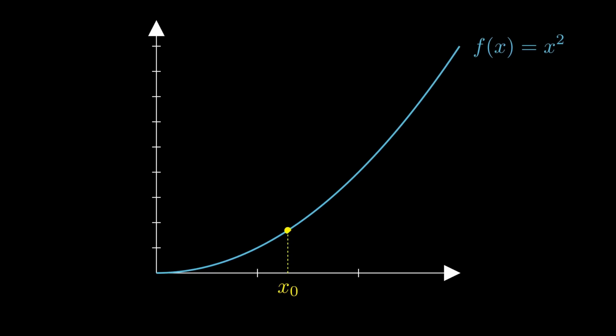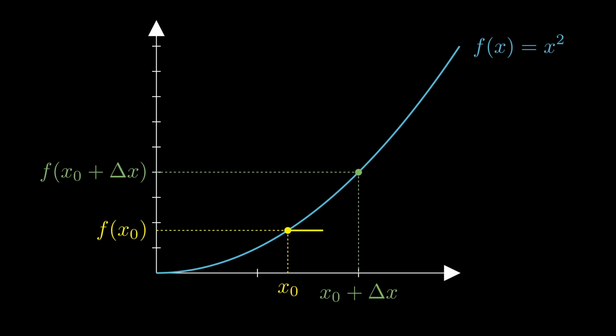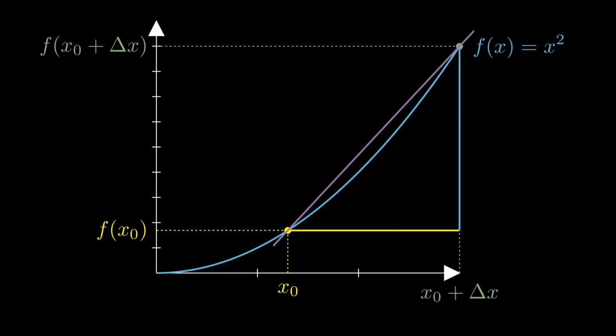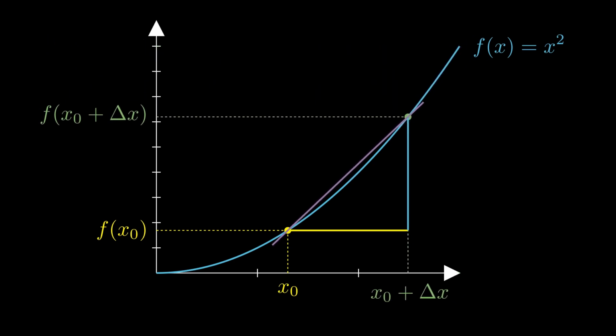To find an approximation of this line, we find the secant line between x0 and x0 plus delta x. Delta x is here a variable we can change. By making delta x smaller, we get closer and closer to the exact tangent in x0.